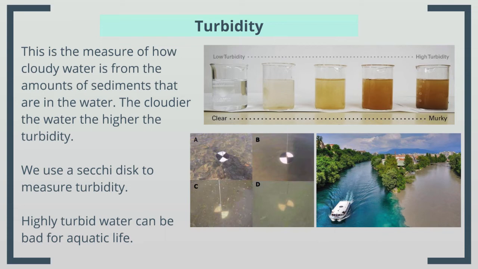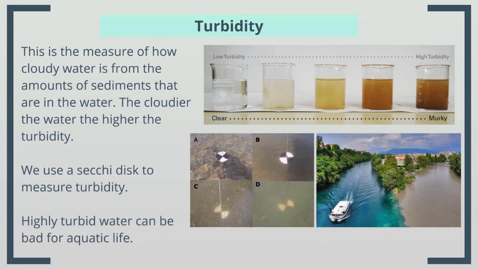We can use a Secchi disc to measure turbidity. So below that, I have a picture, has A, B, C, D, and it looks like a little round disc that's black and white with triangles. We put that disc in the water, and if you can see it really clearly, we say it has low turbidity. But if we can't see it very clearly, the water is very murky, there's lots of things in the water, we can say it has high turbidity.